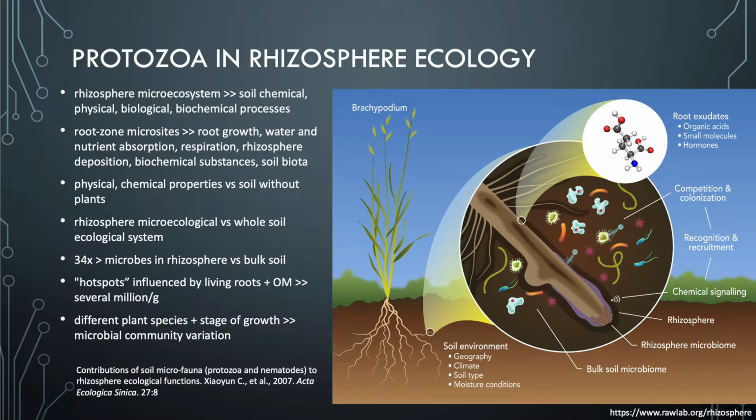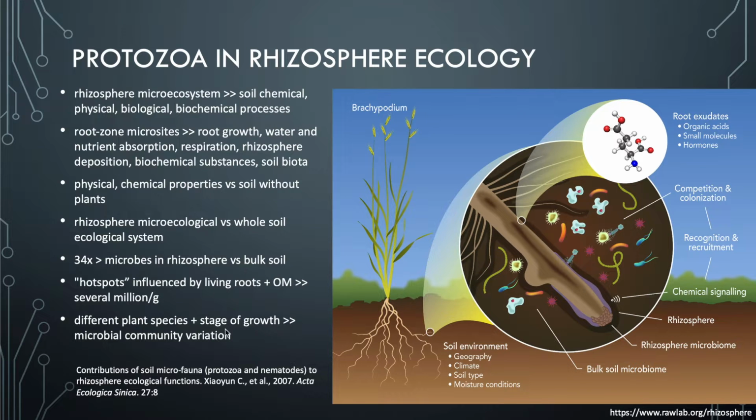So all of those particular characteristics are specific to a particular plant and its root system. The physical and chemical properties of the root zone or the rhizosphere is very different to that in soil without plants. And the rhizosphere microecology is also different to the whole soil ecological system. There are 34 times more microbes in the rhizosphere compared with bulk soil, so soil that is further away from the root. And there are definitely hotspots that are influenced by living roots and organic matter that produce several million organisms or microbes per gram of the soil that comprises the hotspots.